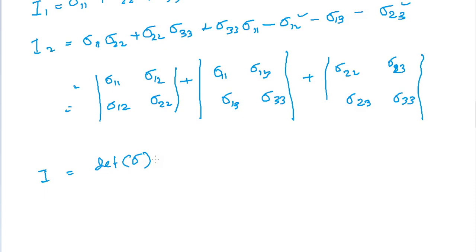These are the three invariants of any stress tensor. So this is a scalar quantity. We'd like to know the significance of this stress tensor. This can be written in tensor notation. The first invariant I1 is nothing but sigma kk, or sigma ii or sigma jj or something like that.